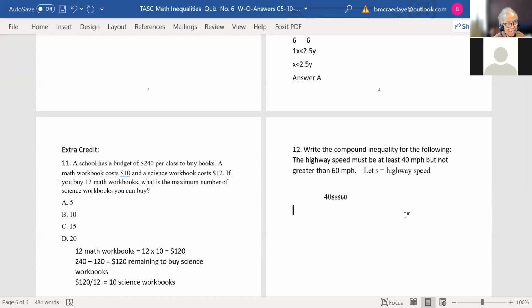So that takes care of our math inequalities quiz number 6. I think that was the last one. Yeah, we had 12. That's the last one. Now we want to look at some algebra.